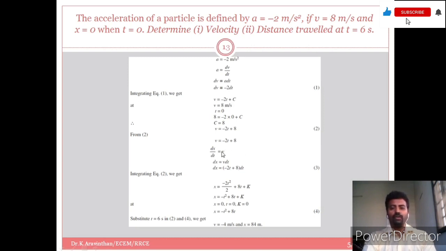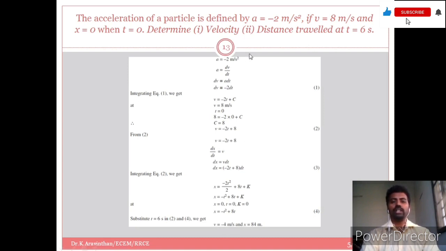If you further integrate the velocity, you will get the distance. So from this equation, if you substitute t equal to 6, 2 into 6 is 12. So this will be minus 12 plus 8. So minus 12 plus 8 will be minus 4. So right now the first component we have identified is v equal to minus 4.